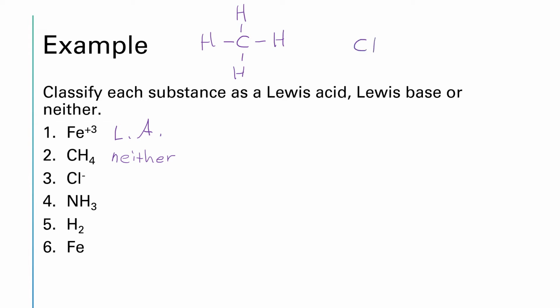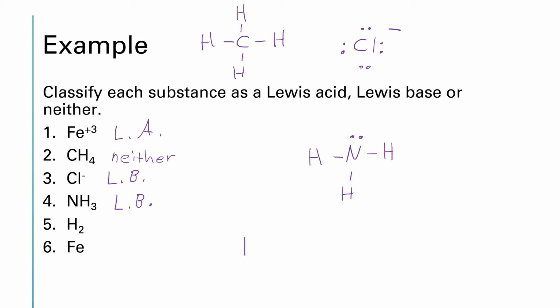Chloride, on the other hand, has an octet of electrons. The chlorine atom only has 7 valence electrons, but that -1 charge tells us it's picked up 1 extra, so it has that octet. So this can operate as a Lewis base because it has lots of electron pairs that it can donate. Ammonia, if you look at its Lewis dot structure, there is a lone pair on that central nitrogen atom, so it can donate that lone pair, making it a Lewis base.